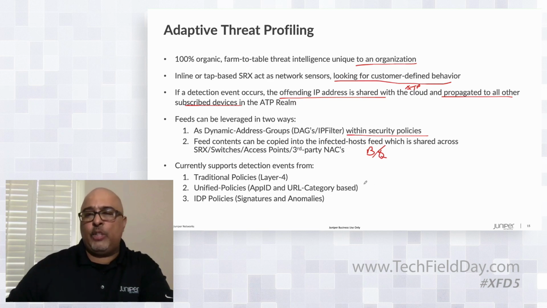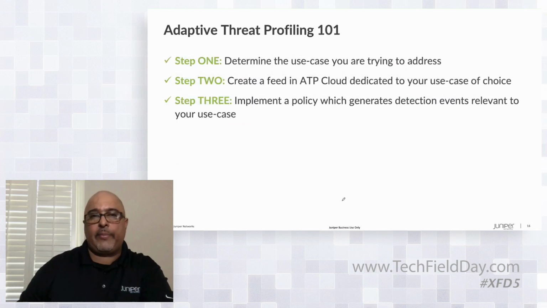Unified policies is a Juniper term, but what we mean are layer 7 policies, or NGFW, right? It's the application and/or the URL category as a match criteria for the security policies, as well as IDP. And obviously IDP is also a layer 7 technology.